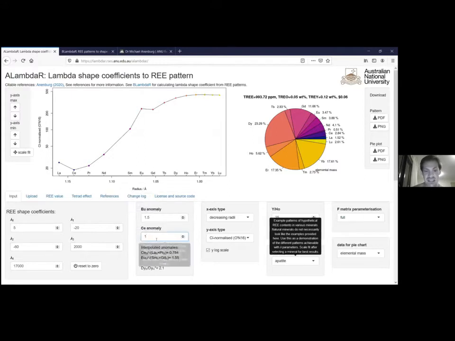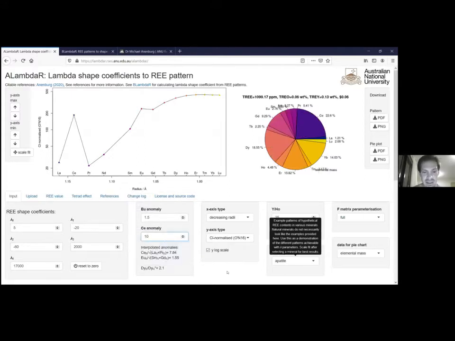I can make a cerium anomaly. Let's say I make this 10, and now we have a cerium anomaly. Then this tells you, oh, it's 7.84, which is not real. It should be 10. Same thing with europium. So again, in this case, we have about 20% difference.